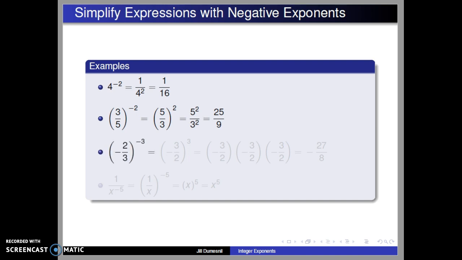Now let's consider a negative fraction raised to a negative exponent. The negative exponent means reciprocate, and the reciprocal of -2/3 is -3/2. Now applying the exponent of 3 can be interpreted as multiplying 3 factors of -3/2. Thus we get a negative 27/8.